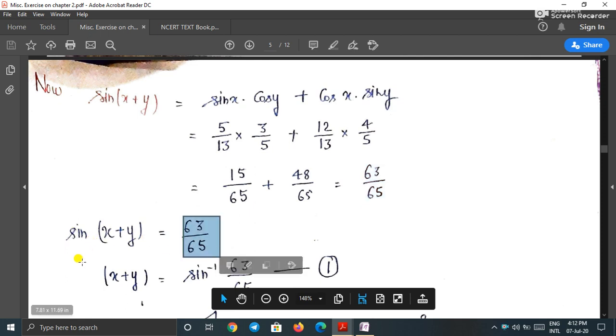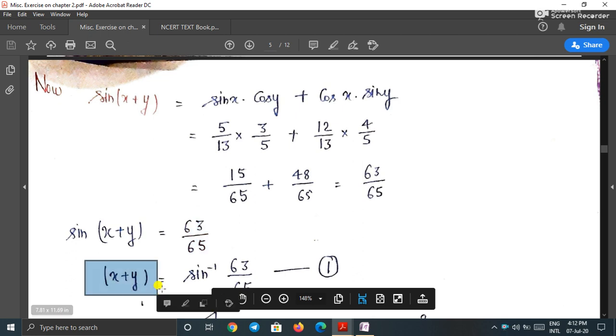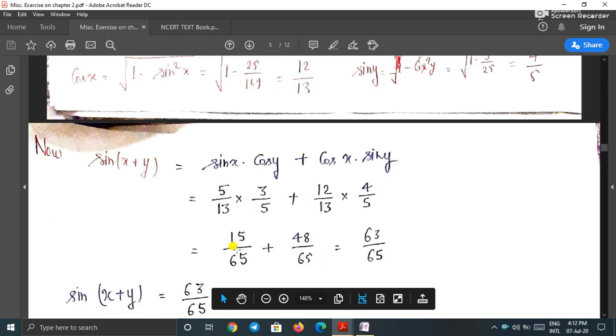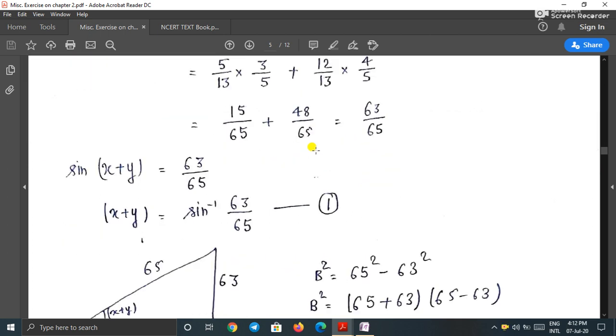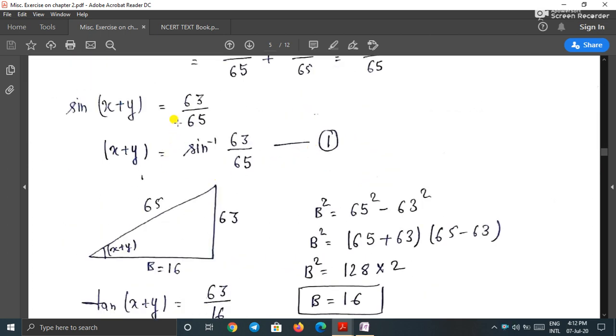Now again using the property of inverse functions, x plus y is equal to what? Sin inverse 63 upon 65. But we have to give the answer in tan inverse. So change it into tan inverse. How? Let us suppose that sin inverse 63 upon 65 is equal to x plus y. So sin(x plus y) is equal to 63 upon 65.